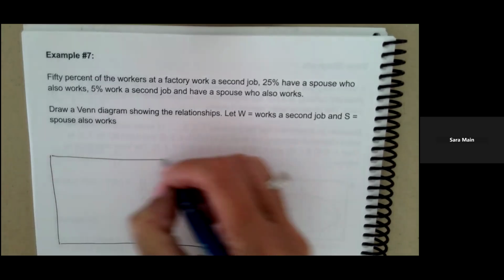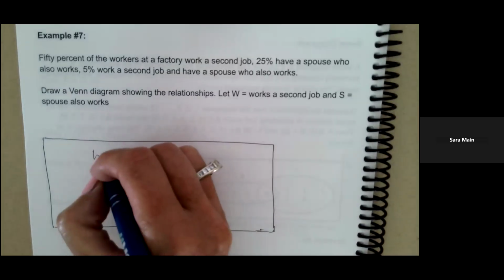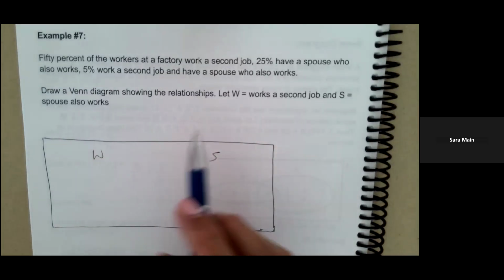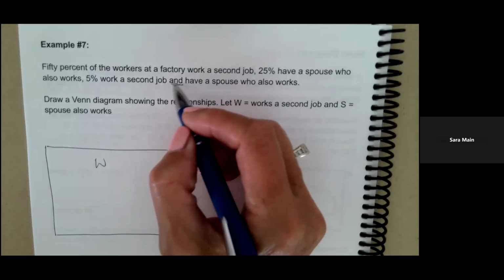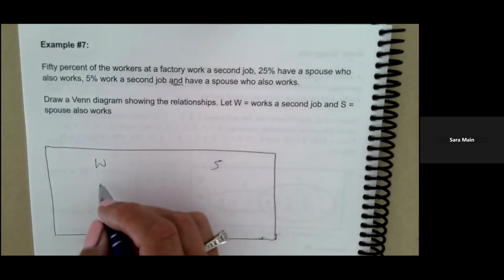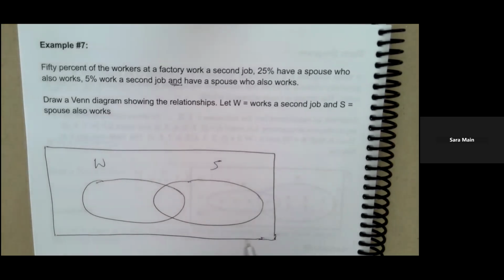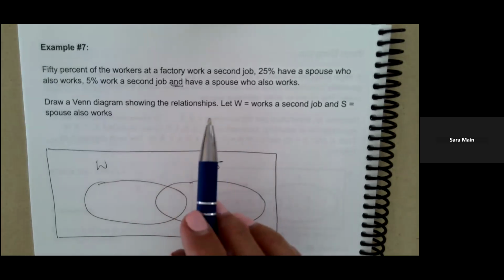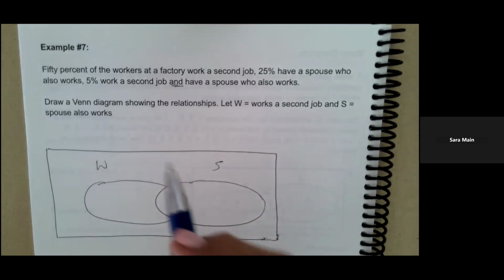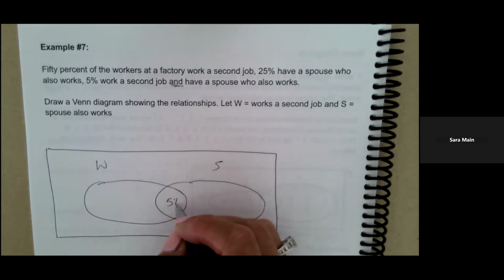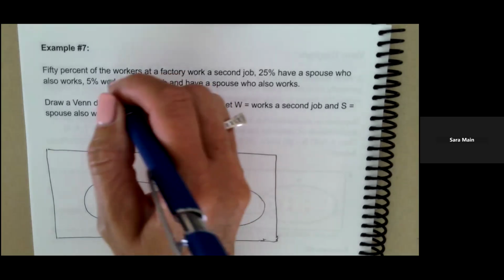So I'm going to draw a big rectangle. So we've got a W and an S. And do they overlap? It looks like there is an "and" here. So they do overlap 5%. Okay, so I'm going to draw 2 ovals and they do overlap. And it says 5% work a second job and have a spouse who also works. Okay, so this is 5%. So I'm going to just cross that off.